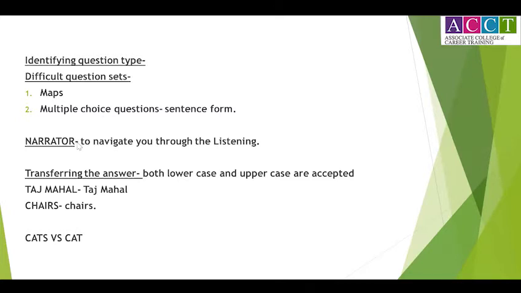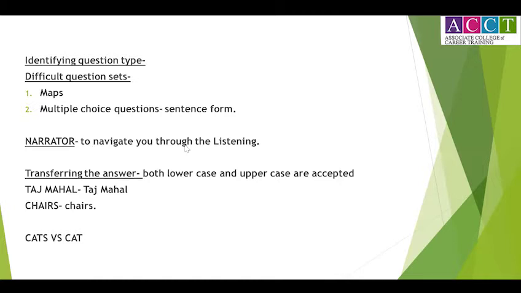Then in the listening, there will always be a narrator. Now, what exactly is the role of the narrator? To tell you how the listening is going to be and how the audios will be played, or what part of the audio will be played first. So the narrator will always be there to navigate you through the listening.